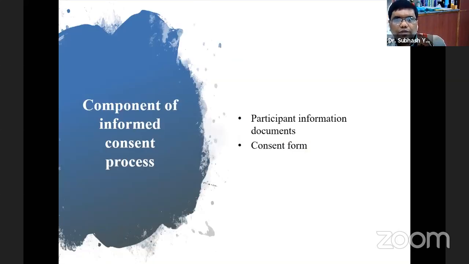So what are the components of the informed consent process? Most of us doing research know that there are two parts of the informed consent process. One is the participant information document, which has details about your research project, what you are going to do, how you are going to do it, and many more details. The other is the consent form, on which the subject signs when he agrees to the research. So it has two components. Sometimes the first is called PID, or some people call it PIS, and the other is the consent form.